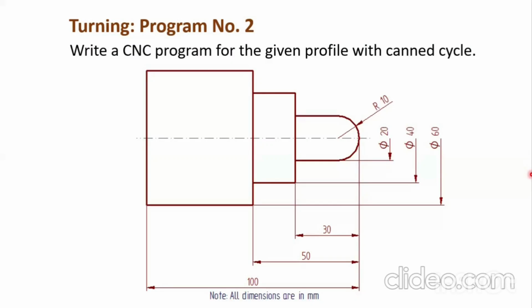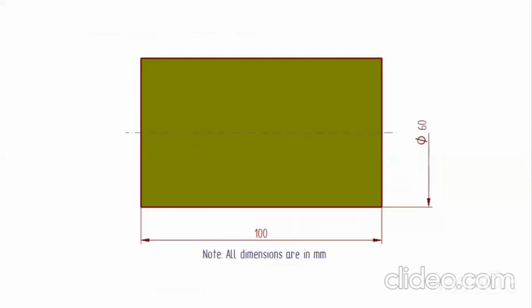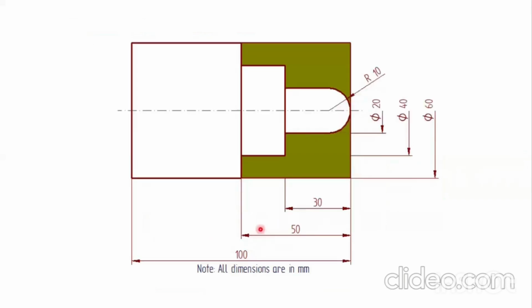Hi all, let us see how to write the CNC program for the given profile. For the given profile, we have to consider a workpiece of diameter 60 mm by 100 mm length. So you have to remove this portion of the metal so as to get the given profile.